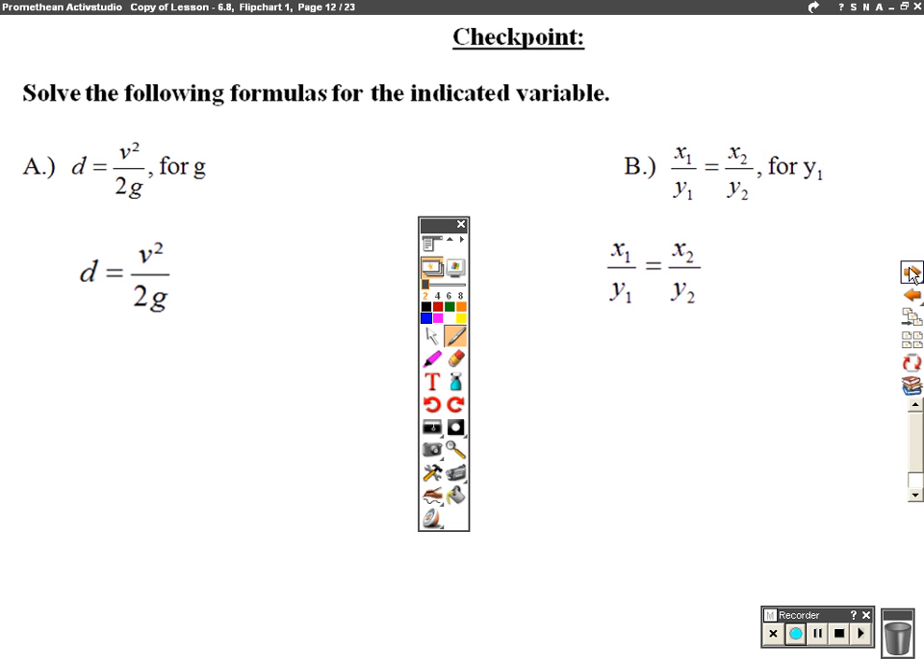Okay, go ahead and look at these 2 checkpoints. In letter A, try to solve for g, and in letter B, try to solve for y sub 1. This is just a head start into the best way to tackle these problems. Like I said, you don't have to always do it this way, but a good rule of thumb is to multiply through by the LCD. That's my first step. Go ahead and pause again and take it from here.